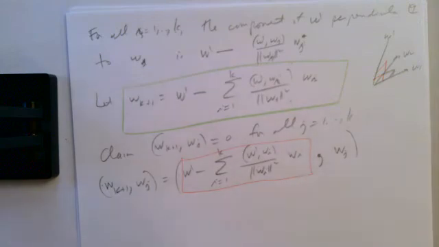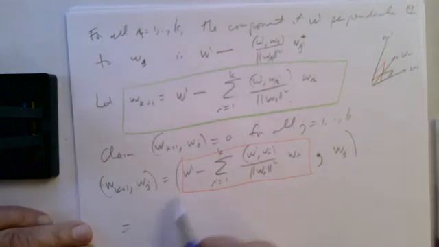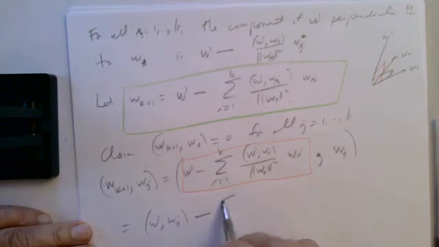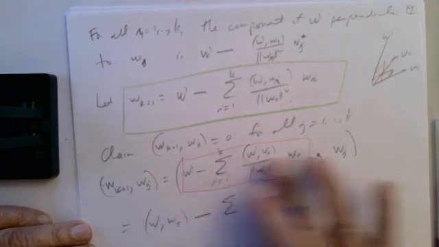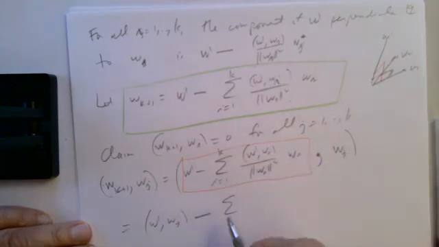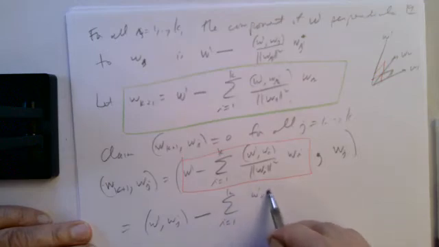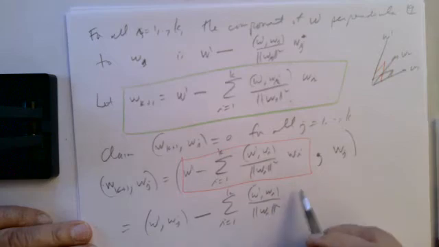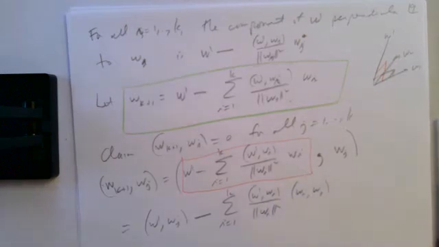So let me just use bilinearity. This is the inner product of W prime and Wj minus the sum, minus all this inner product with Wj. So that's the sum, i goes from 1 to k, of W prime Wi over the length of Wi squared, times the inner product of Wi and Wj.